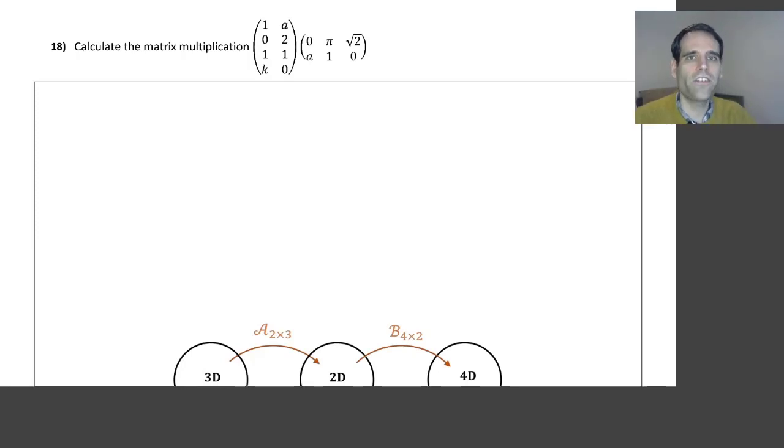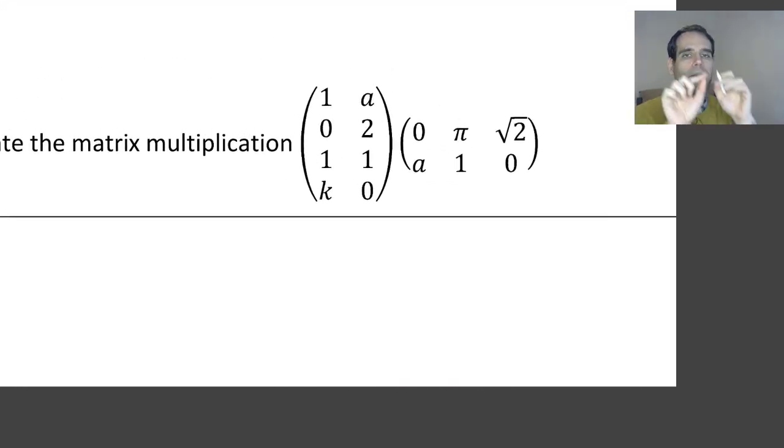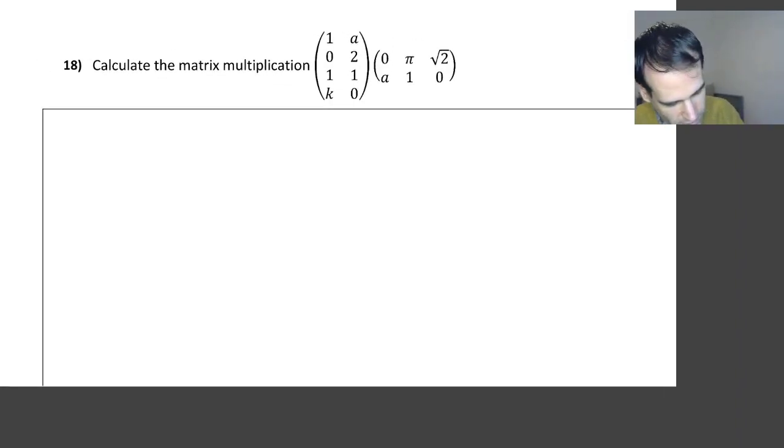Let's do this other example of matrix multiplication. So this time we are multiplying two matrices that are not square matrices, meaning that these two matrices don't have the same number of rows and columns. Okay. So the way we do it is, let's use the trick.